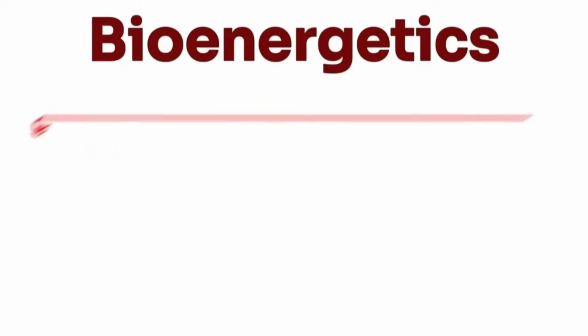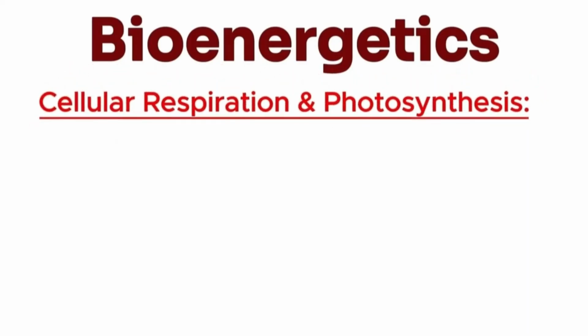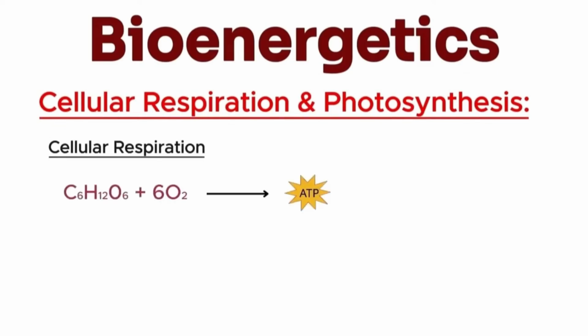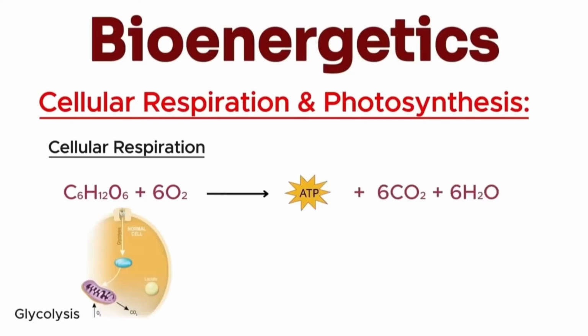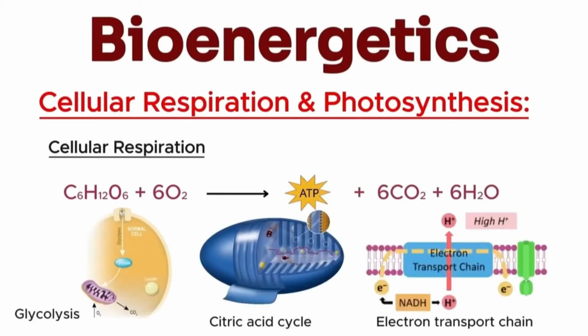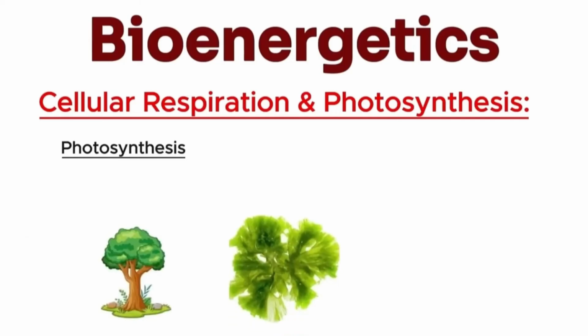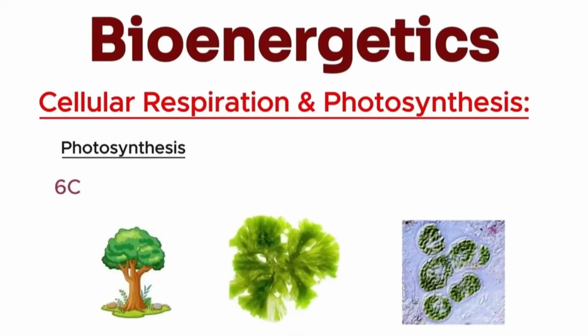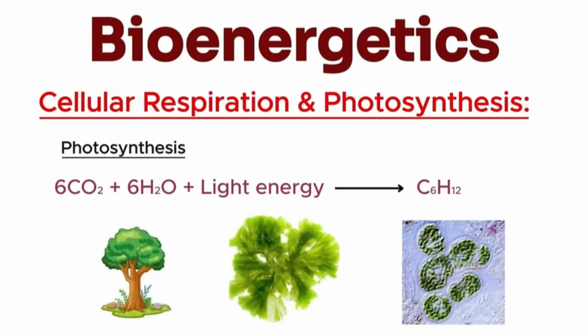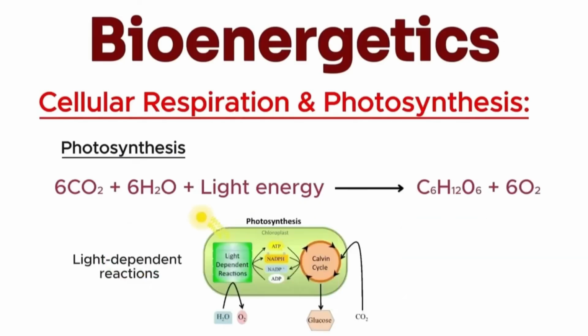Next, let's discuss cellular respiration and photosynthesis. Cellular respiration is the process by which cells convert glucose and oxygen into energy, ATP, carbon dioxide, and water. It involves glycolysis, the citric acid cycle, and the electron transport chain. Photosynthesis is the process by which plants, algae, and some bacteria convert light energy, carbon dioxide, and water into glucose and oxygen. It involves the light-dependent reactions and the Calvin cycle.